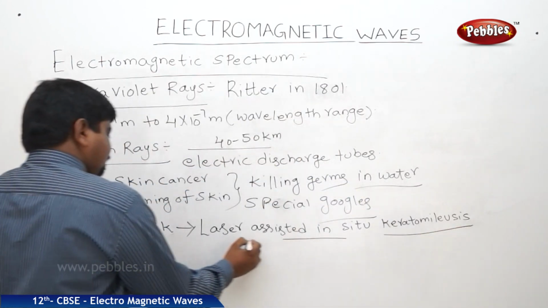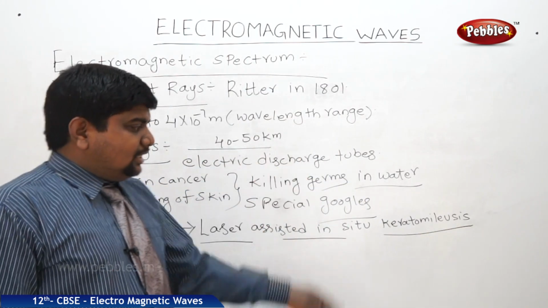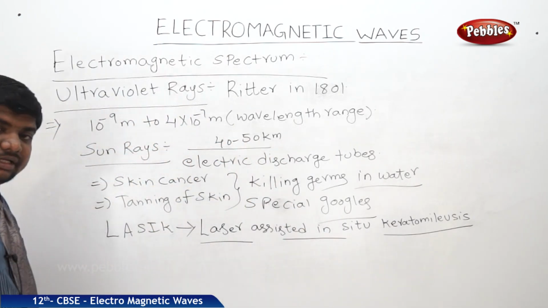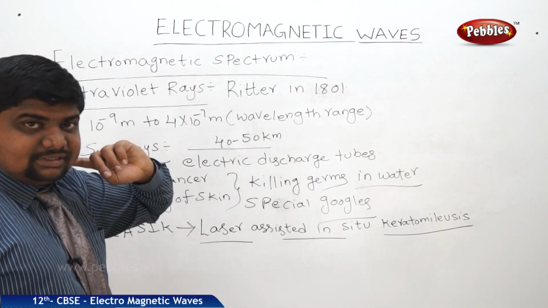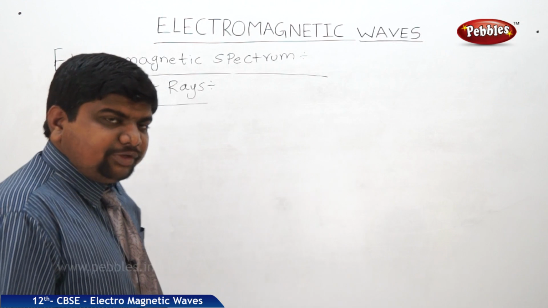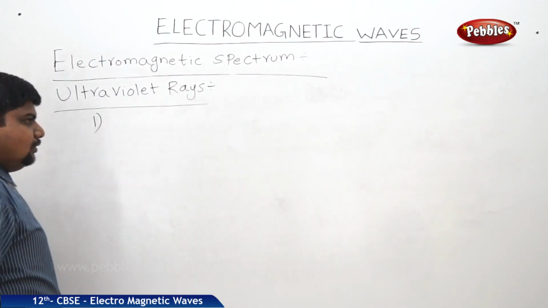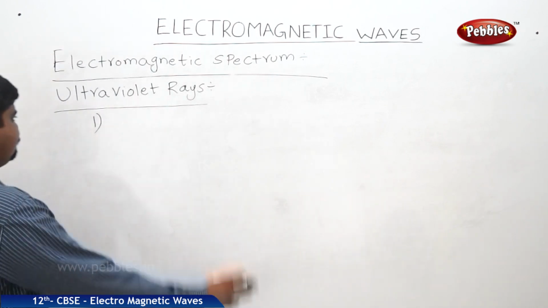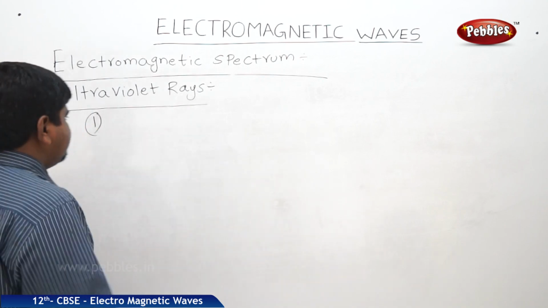Which is useful for this operation, which can be done to the eyes, or maybe useful to remove the retina like that. And this example is very much useful in ultraviolet rays exception. These gamma rays are useful in many ways. Before this one, we have discussed the use of these things, and one more example of the ultraviolet rays is we can see like this.